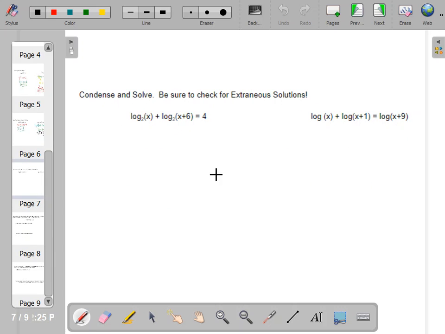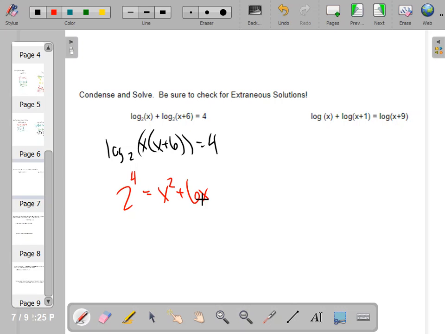Condense and solve, this is very similar, but we're going to treat it as an exponent because you don't have the log on both sides. Here, we're going to condense it. So base 2 log of x times x plus 6 equals 4. Also, you might have a slightly different version. Make sure you have the same problem as me. Next up, we're going to write this as an exponent. So 2 to the 4th equals, I'll distribute, x squared plus 6x.